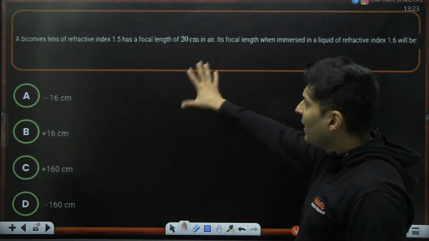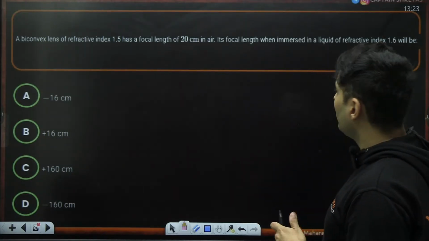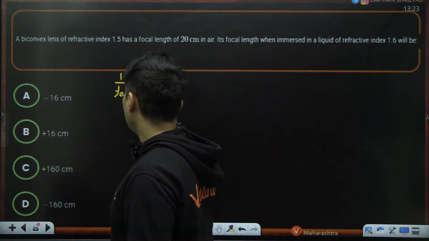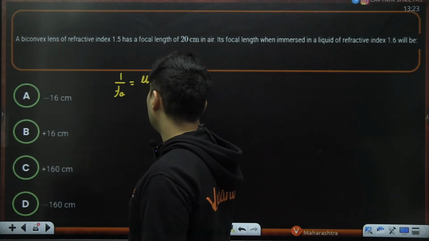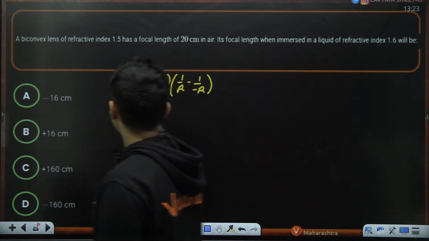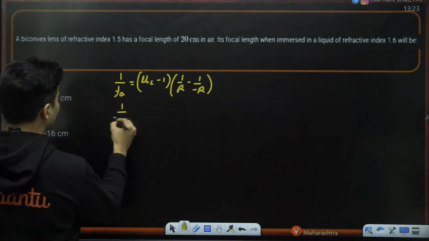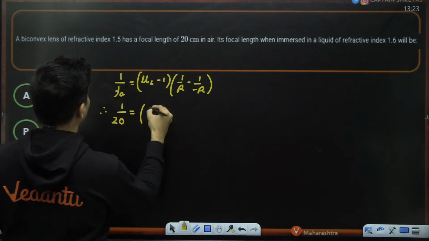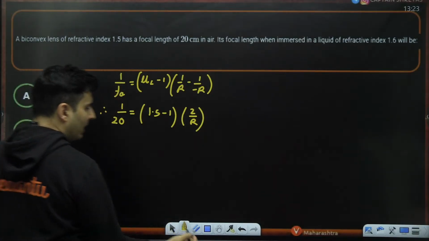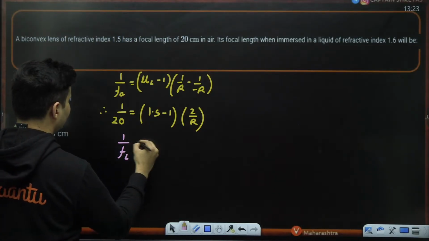So a biconvex lens has some focal length. When it is immersed in a liquid, what will be the focal length? When it was in air, the focal length in air was given by refractive index of the lens minus 1, into 1 by r minus 1 by minus r. And this focal length was 20 centimeters. Refractive index of the lens was 1.5. This will just become 2 by r. But the moment you immerse it in a liquid, I don't know what the focal length is.